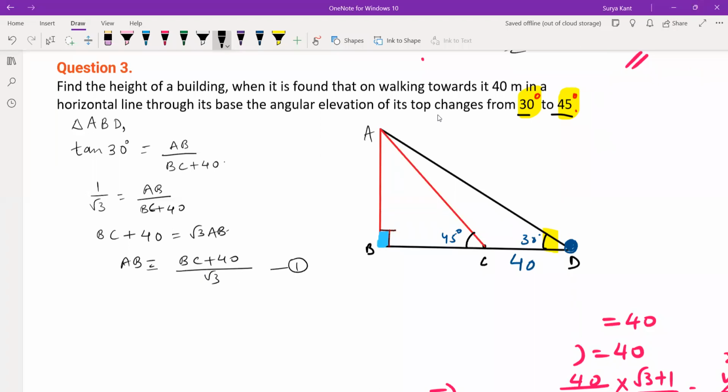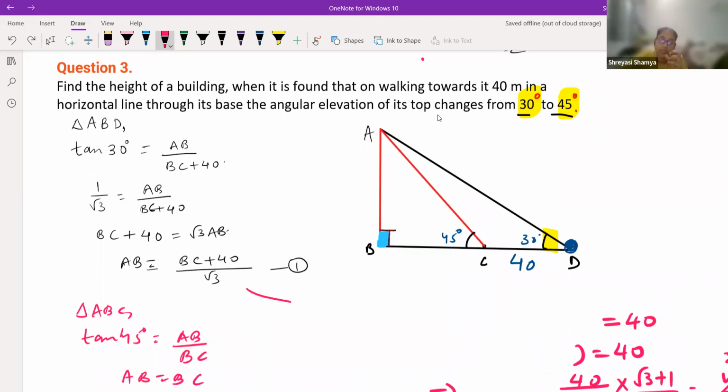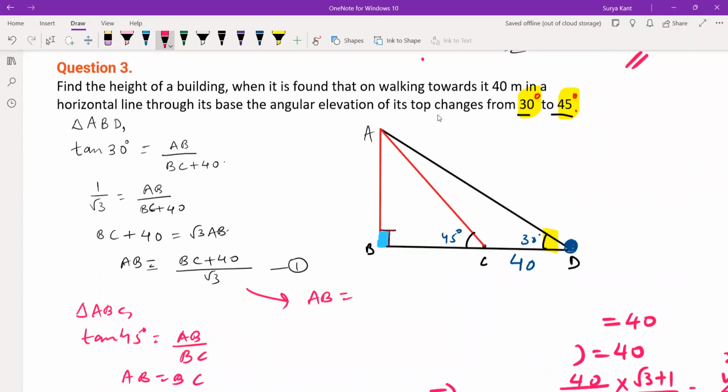So this will go a bit complicated, you know? Now the next one you see, tan 45. Triangle ABC you see now. So tan 45 equals AB by BC. From here you'll get AB equals BC. So this will change over here. What you should find here is AB, so in place of BC, write AB only. So from here you can write AB equals AB plus 40 divided by root 3. So I got the answer.